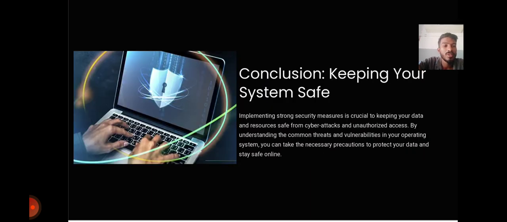Conclusion. Keep your system safe. Implementing strong security measures is crucial for keeping your data and resources safe from attacks and unauthorized access. By understanding the common threats to operating systems, you can take the necessary steps to protect your data and stay safe online.